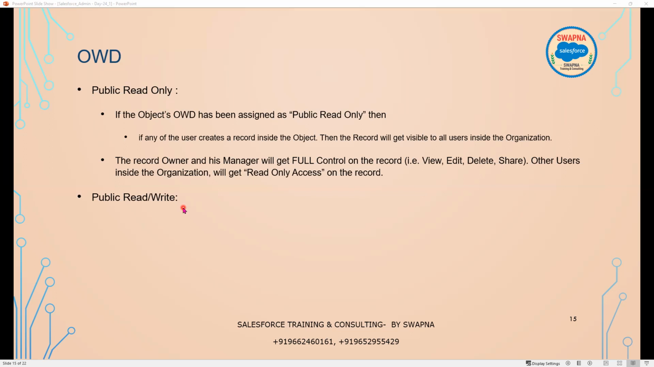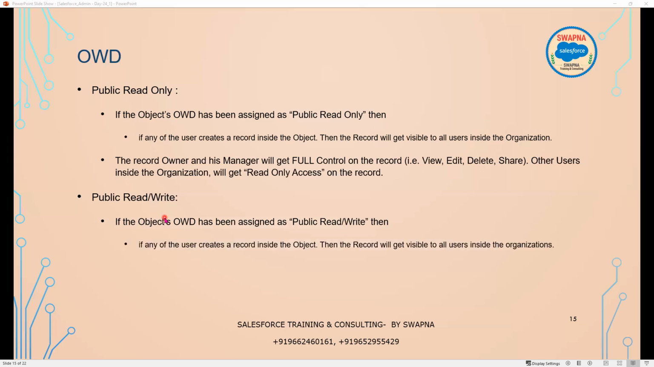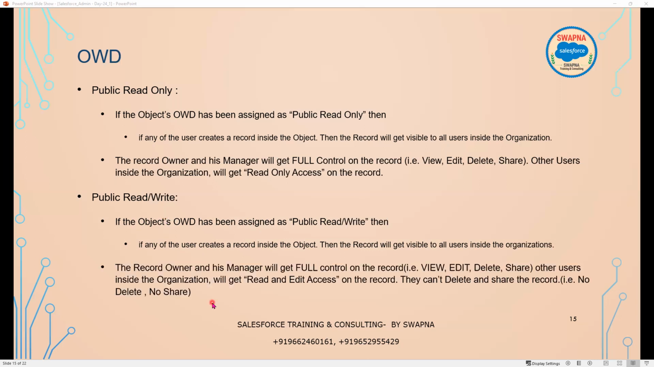Whereas public read-write is nothing but, if the object OWD is assigned to public read-write, then if any user creates a record inside the object, the record will be visible to all the users in the organization. The record owner and the owner's manager will have full access, like view, edit, delete, share. But other users will have read and edit access. They cannot delete and they cannot share the record.